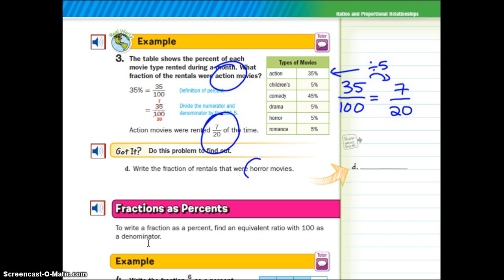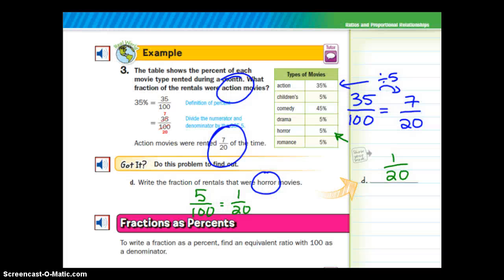Now we want to know horror movies. Use the graph above. Get it, gotta go. Pause the video. Okay, so did you get what I got? Horror is 5%. 5 over 100 simplifies to 1/20.